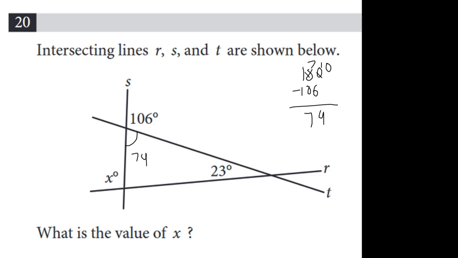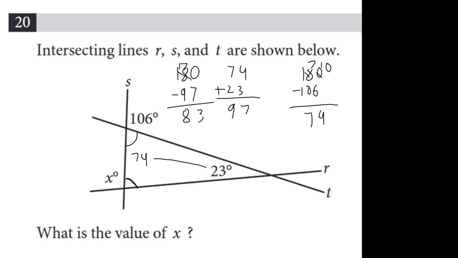And I notice that it makes a triangle. With this triangle right here, I'm trying to figure out what this is. So what we're going to have to do is add these two angles first. I'm going to do 74 plus 23, that's 97. And then from here, to figure out this angle, I'm going to have to subtract it from 180. So 180 minus 97 is 83. So right here, it would be 83.